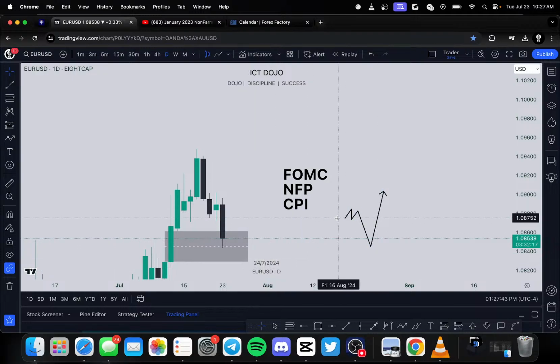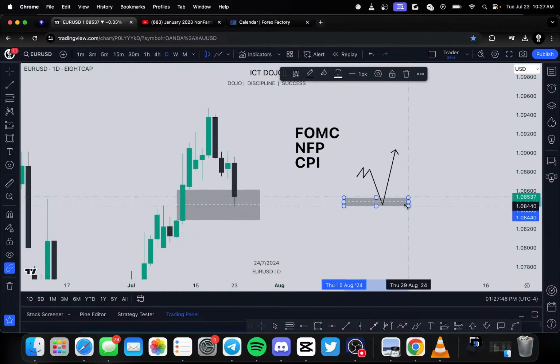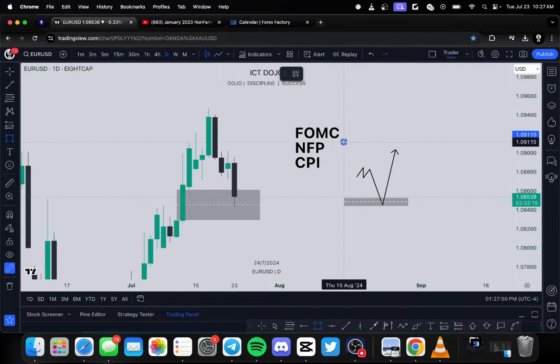Trading after is way more precise because there's always 2 targets, right? There's going to be a sell side inefficiency down here. There's going to be one up here. Okay? So what you do is you wait for news to take out one of them. News ends and you can finally trade.